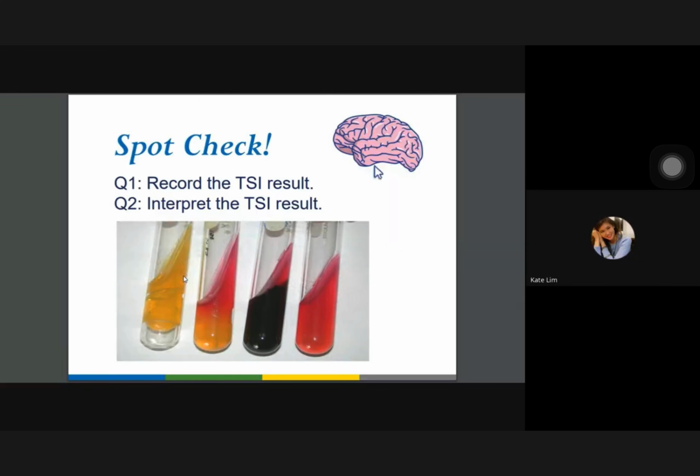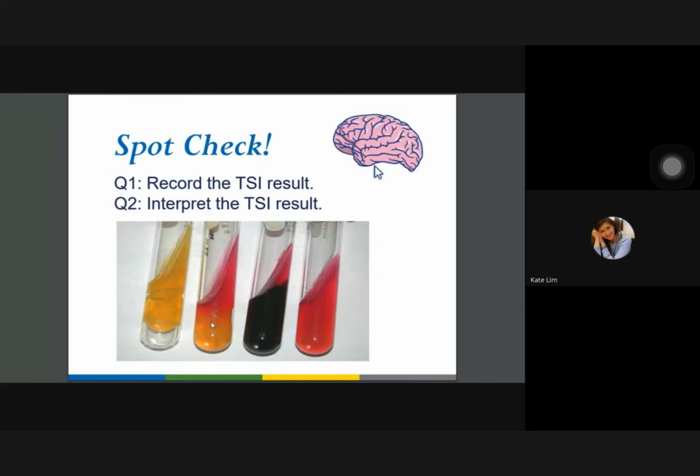Do we see a black precipitate here? We can't see any. So how about the gas? We could actually observe the presence of cracks or bubbles along the tube. So for the result, we could record it as A over A with gas, or A over A gas positive. Why should it be gas positive? Again, we could see cracks or bubbles along the tube. A over A only means acid over acid, so there's a change of color from red to yellow.